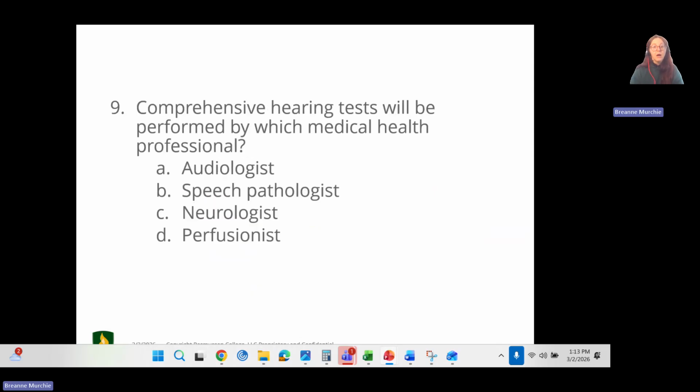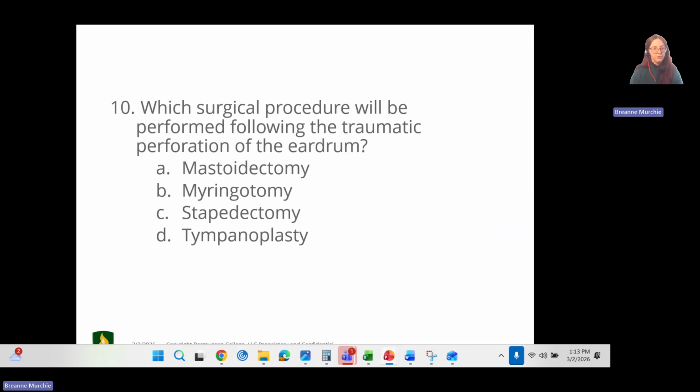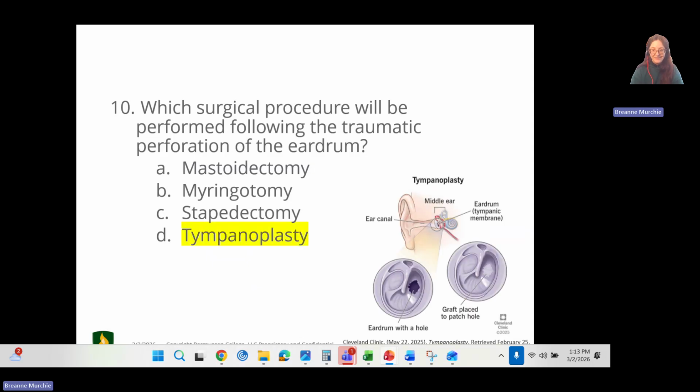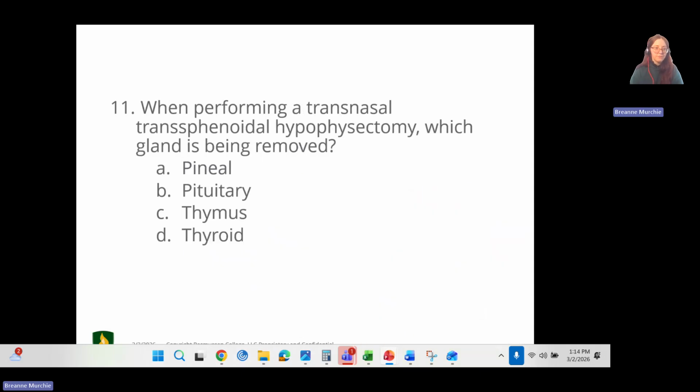Number 9, comprehensive hearing tests will be performed by which medical health professional? That is going to be an audiologist. Number 10, which surgical procedure will be performed following the traumatic perforation of the eardrum? That is a tympanoplasty. Tympano and myringo both mean eardrum. Please know your med term for that.